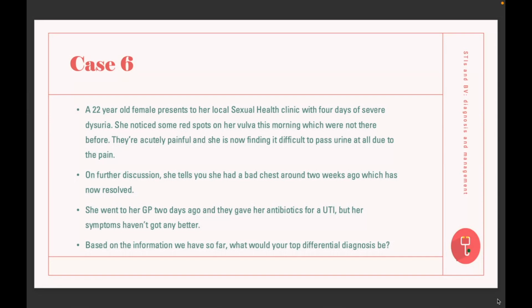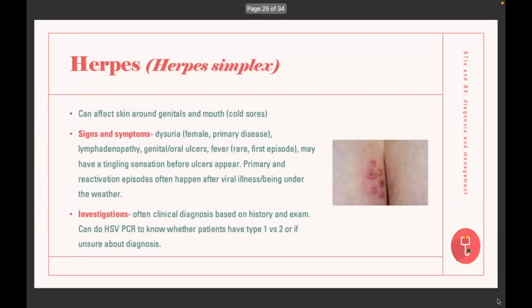Okay, so yeah, we've had a couple of people say genital herpes, and that's absolutely correct. Next slide, please. Okay, so herpes or herpes simplex. So it can affect skin around the genitals and the mouth, so those are more commonly known as cold sores. If we look at the picture just there, that's an example of what genital herpes might look like. So sort of red, ulcerated, very, very painful lesions on the genitals. Common signs and symptoms are dysuria, lymphadenopathy, so raised lymph nodes, genital or oral ulcers like we've seen in the picture. Fever, that's rare and it's usually only with the first episode.